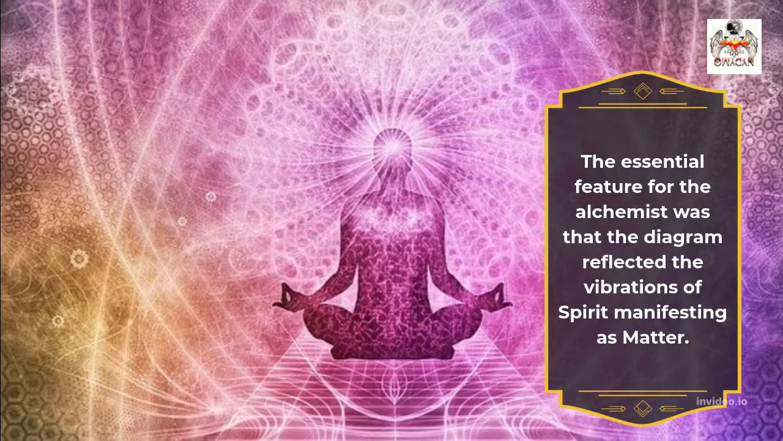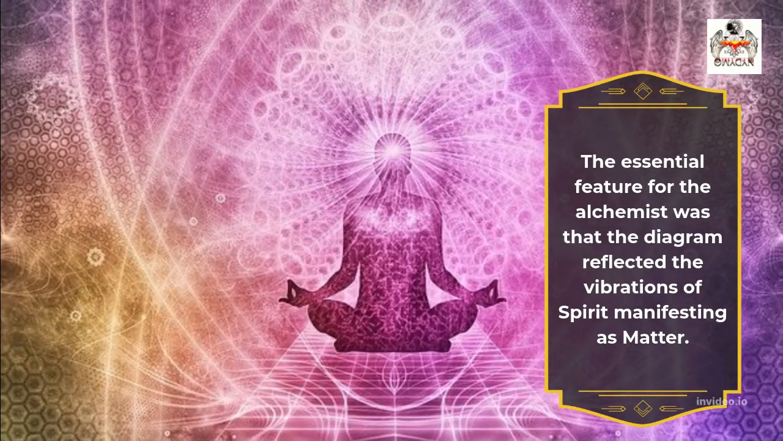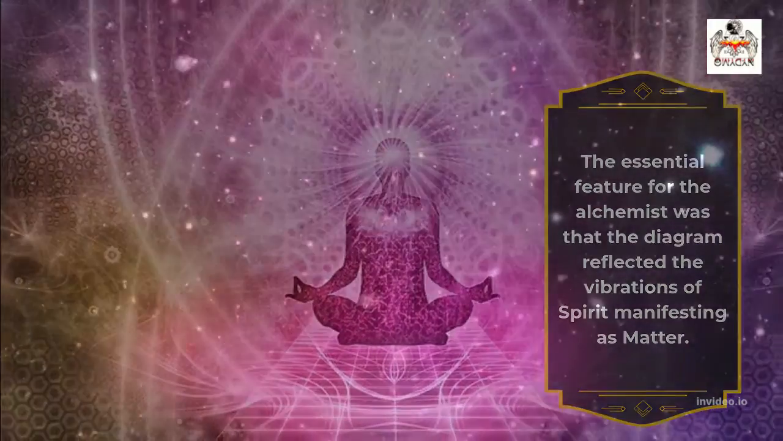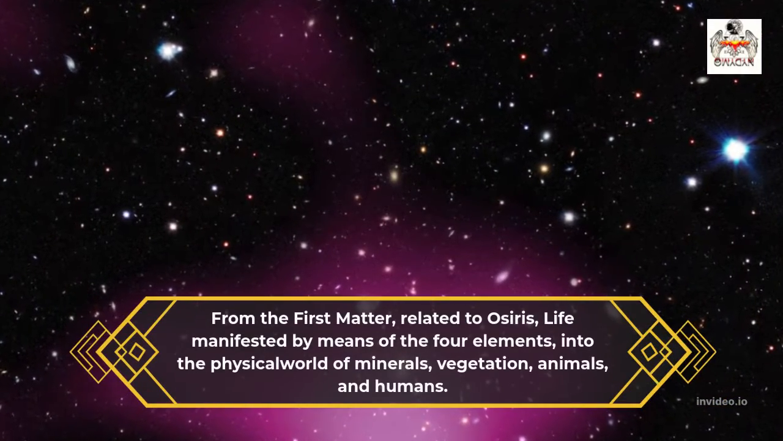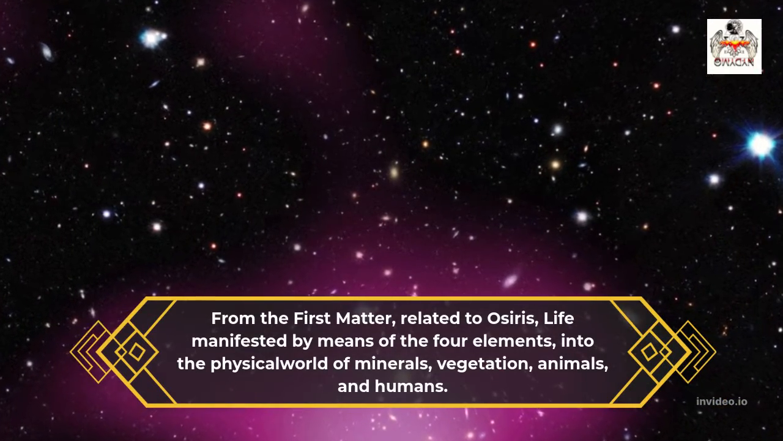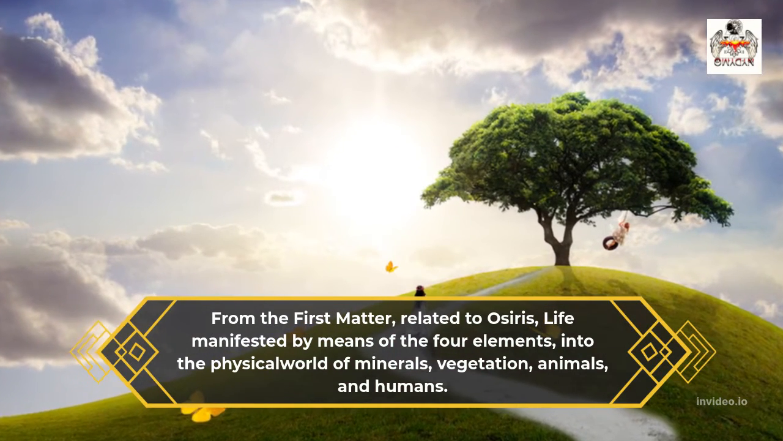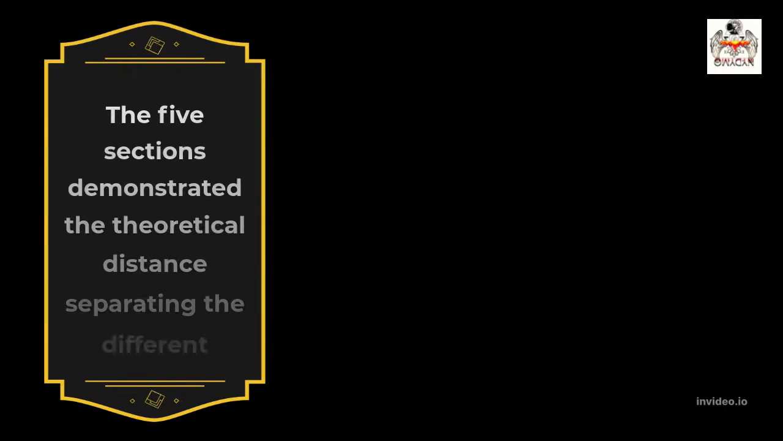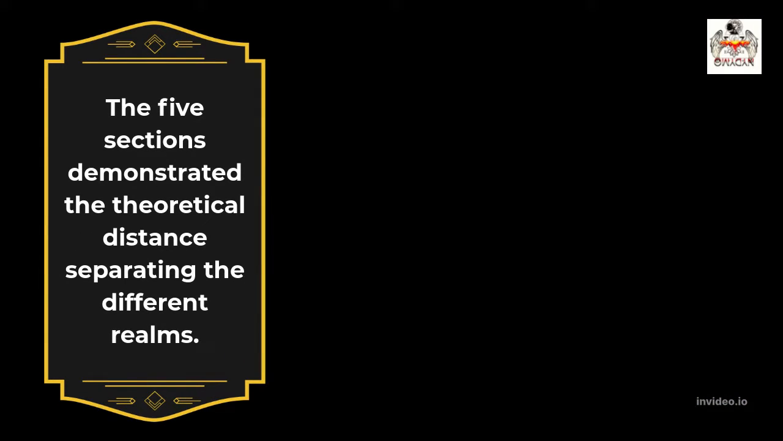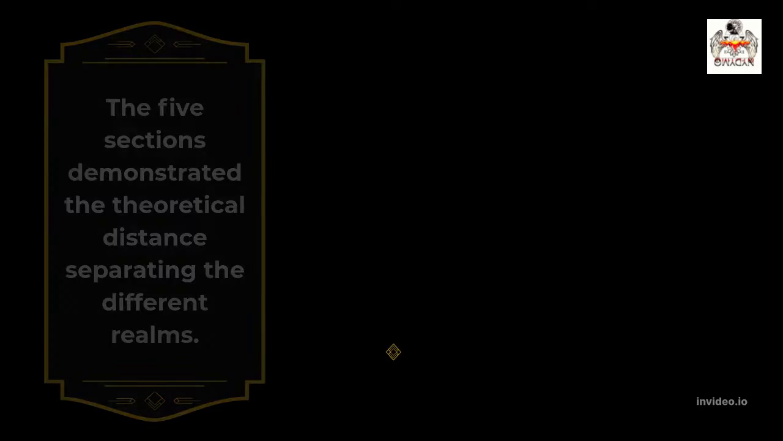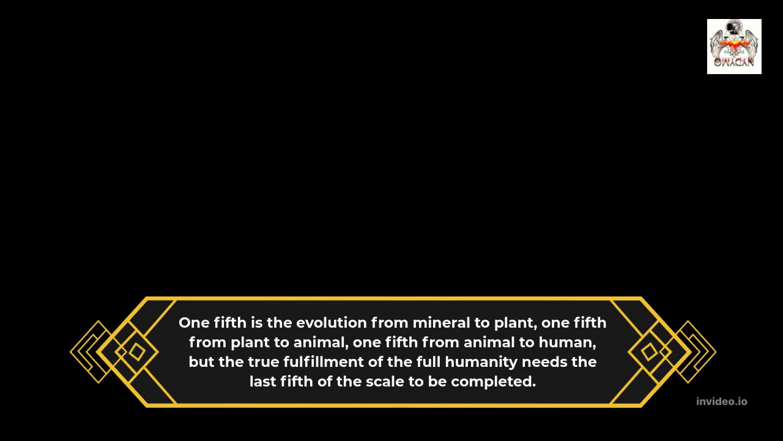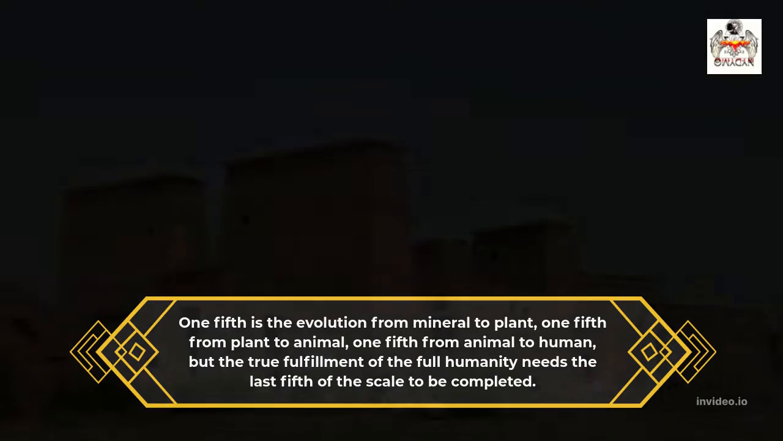The essential feature for the alchemist was that the diagram reflected the vibrations of spirit manifesting as matter. From the first matter, related to Osiris, life manifested by means of the 4 elements, into the physical world of minerals, vegetation, animals, and humans. The 5 sections demonstrated the theoretical distance separating the different realms. 1/5 is the evolution from mineral to plant, 1/5 from plant to animal, 1/5 from animal to human, but the true fulfillment of full humanity needs the last fifth of the scale to be completed.